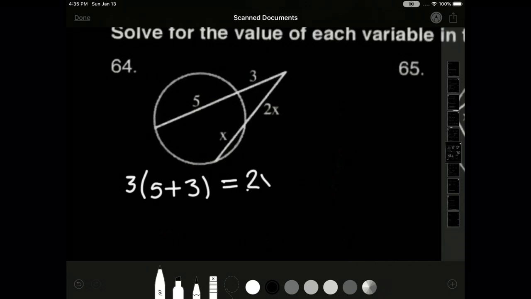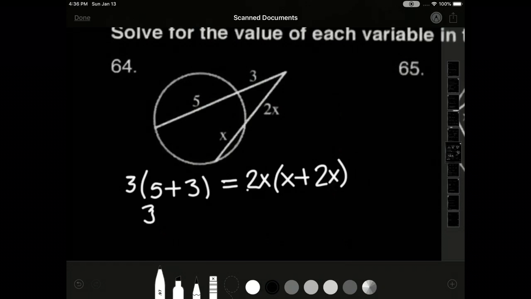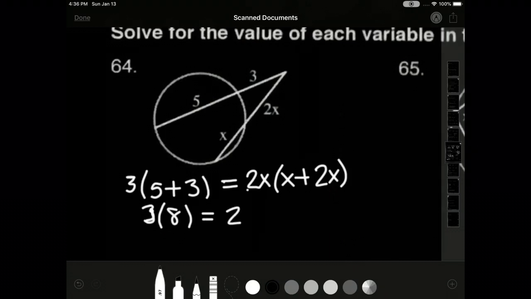And that's 2x times x plus 2x. So on the left-hand side, we get 3 times 8. And on the right-hand side, we get 2x times 3x.